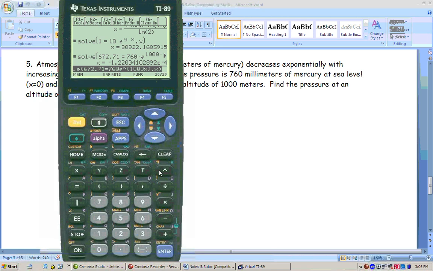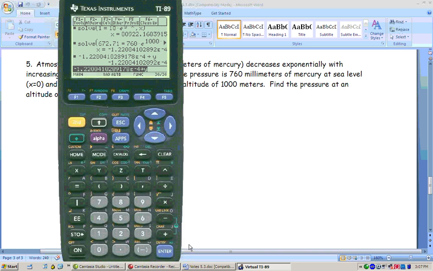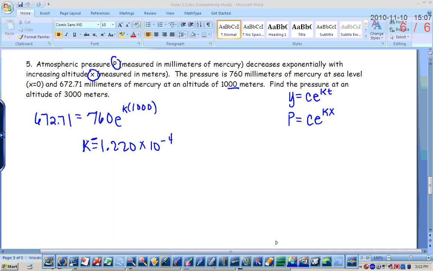Now the next thing I need to do is store that value. So I'm just going to go up and capture the x equals, but I have to erase the x equals. You can store it in whatever variable you want as long as you're not using x. I'm going to use y. Okay, so I've got it stored there.